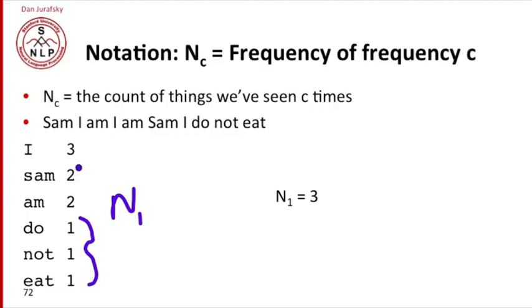How about how many things occur 2 times? Well, there are 2 of those. So N sub 2 is 2. And how about things that occur 3 times? Well, only 1 of those happens. So N sub 3 is 1.